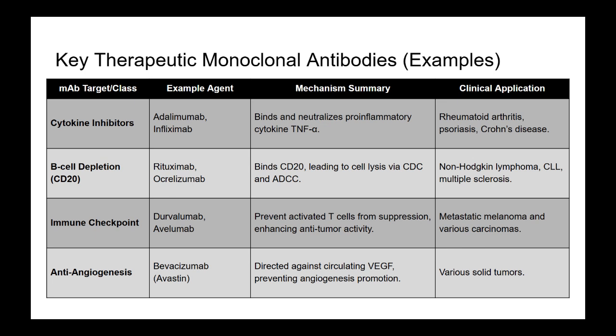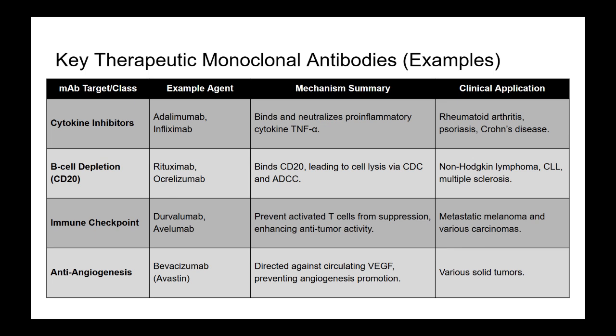These therapies are utilized in the treatment of non-Hodgkin lymphoma, chronic lymphocytic leukemia, and multiple sclerosis. Immune checkpoint inhibitors, such as durvalumab, avelumab, and relatlimab, work by preventing activated T cells from being suppressed by tumors, which enhances their ability to fight cancer. These therapies are clinically applied in cases of metastatic melanoma and various other carcinomas.